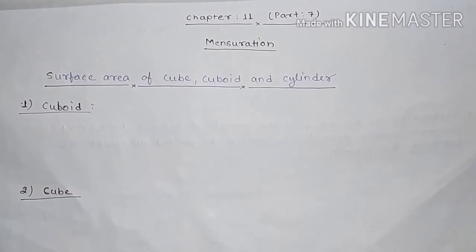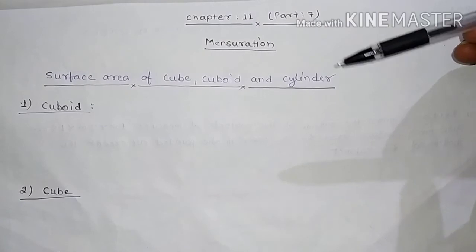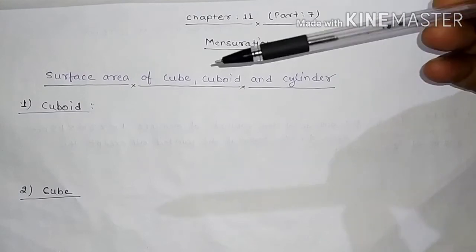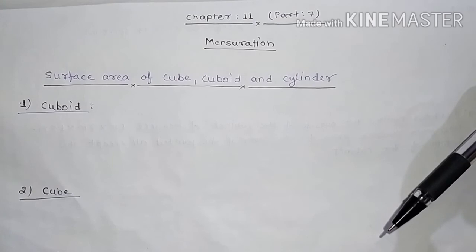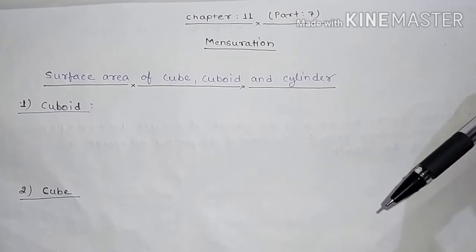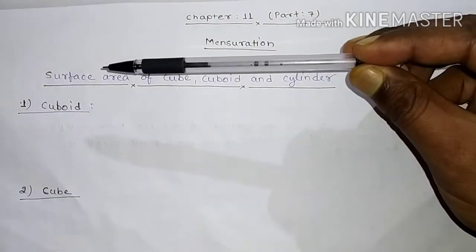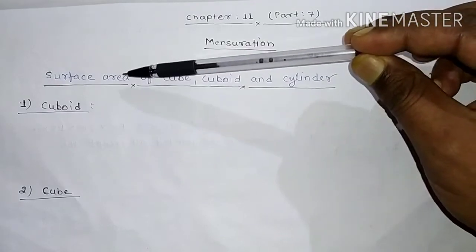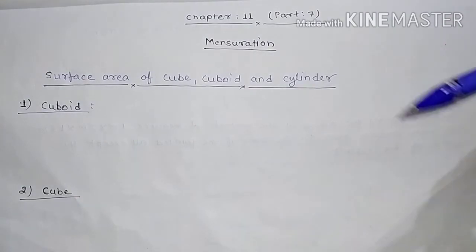Hello dear students. Today we are going to discuss chapter number 11 part 7, that is mensuration. In this part we are going to discuss some important formulas regarding cuboid, cube and cylinder, and exercise 11.3 from NCERT. First, the topic in this part is the surface area of cube, cuboid and cylinder. First of all we will discuss cuboid.